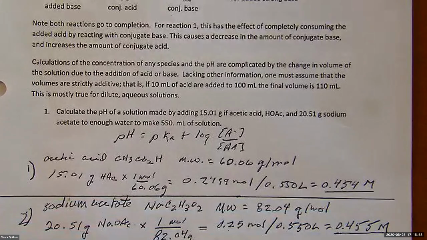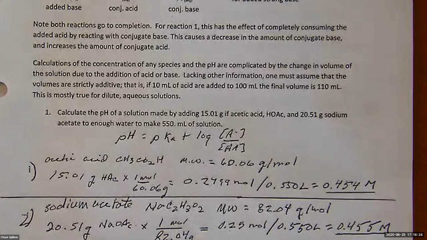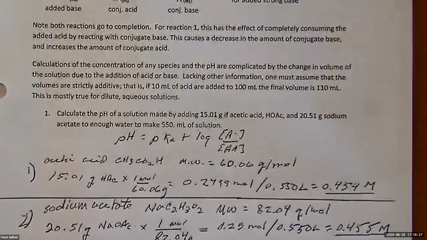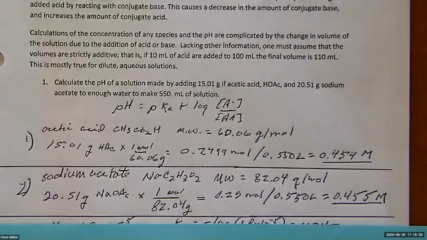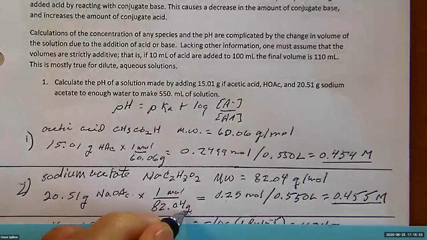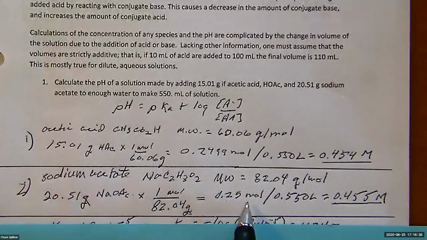Step 2, we need to calculate the molarity of the sodium acetate. Well, that's pretty much the same. There's a few things we have to add up first, like find the molar mass of sodium acetate. That turns out to be 82.04 grams per mole. And then we'll take our 20.51 grams of sodium acetate, divide it by 82.04 grams per mole. When we do this, if you remember our unit cancellation method for doing these calculations, our grams cancel. We're left with moles. Divide the moles by our volume, which is 0.550 liters.